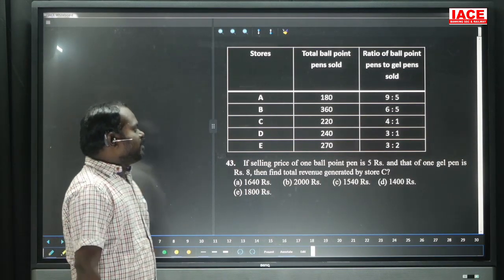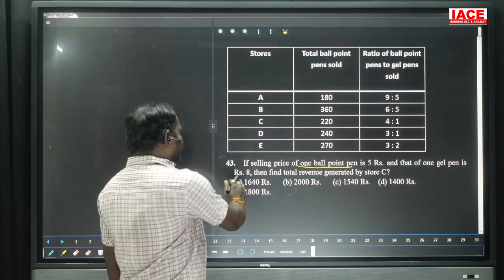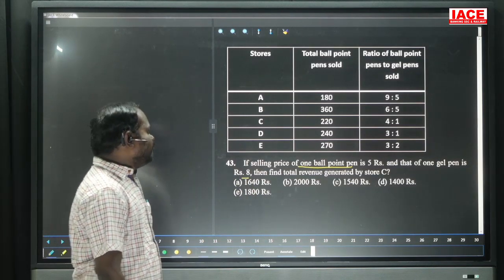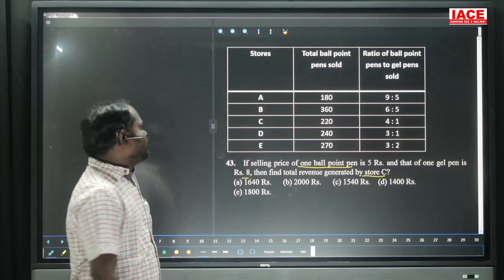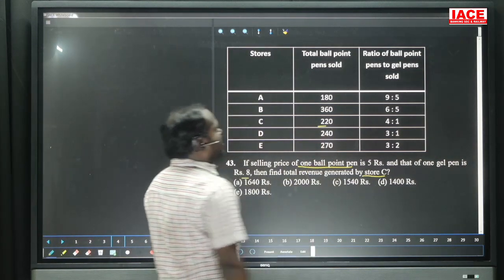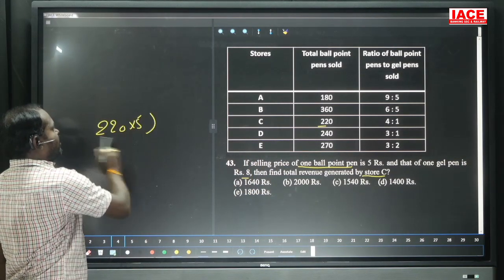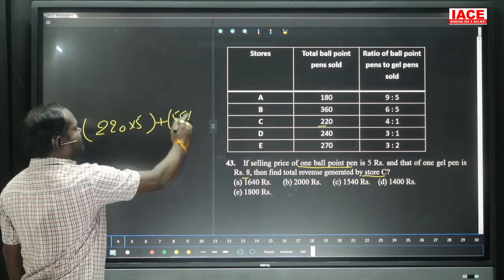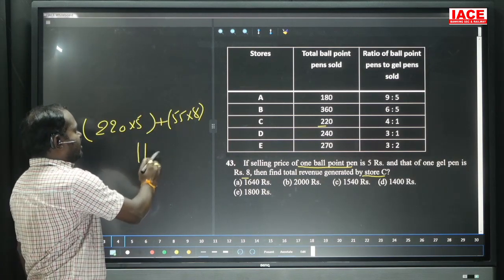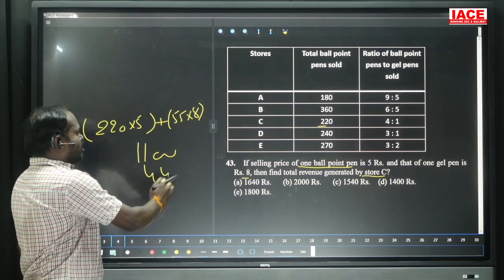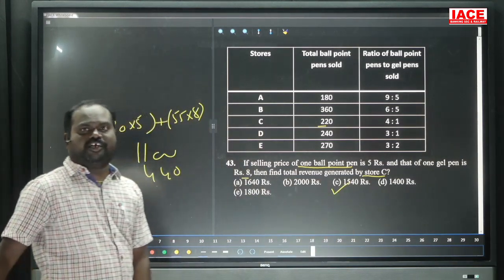Next, 43: if the selling price of one ballpoint pen is 5 rupees and that of one gel pen is 8 rupees, find the total revenue generated by store C. Store C has 220 ballpoint pens, each 5 rupees, so 220 into 5, plus gel pens 55, each 8 rupees, so 55 into 8. 220 into 5 is 1100, and 55 into 8 is 440, so the total is 1540, option C.